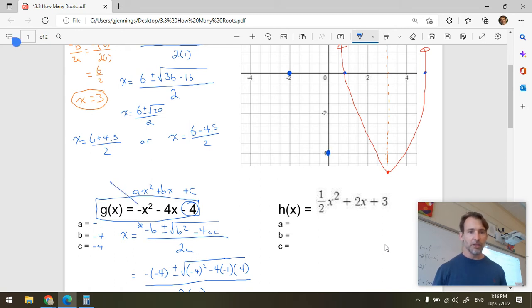The step pattern is negative 1. So from the vertex, I go over 1 and down 1, over 1 and down 3. So that gets me to there. And then by symmetry, it's over here and over here. Oh, sorry. How did I know to do that? I know that this is the vertex.